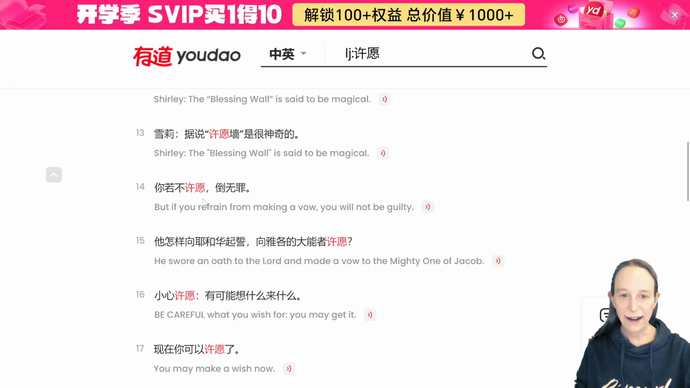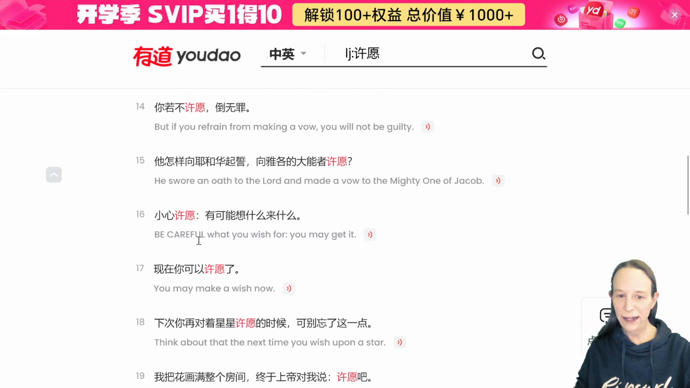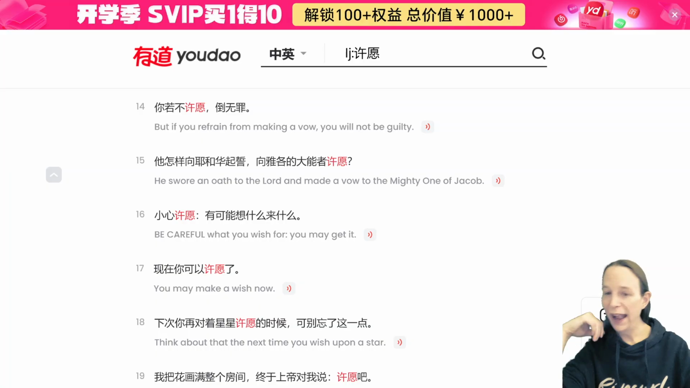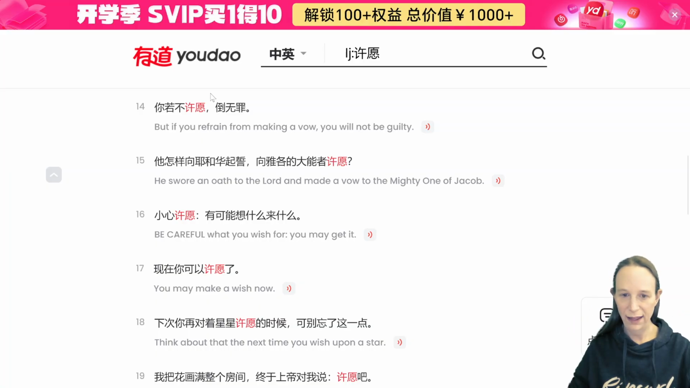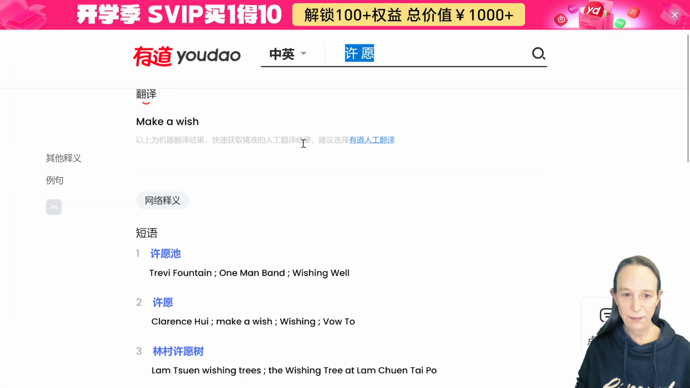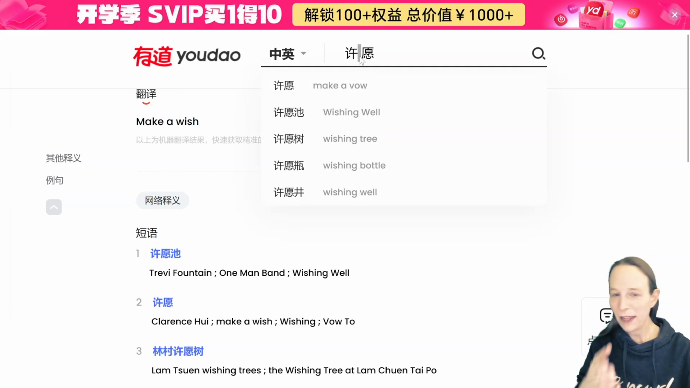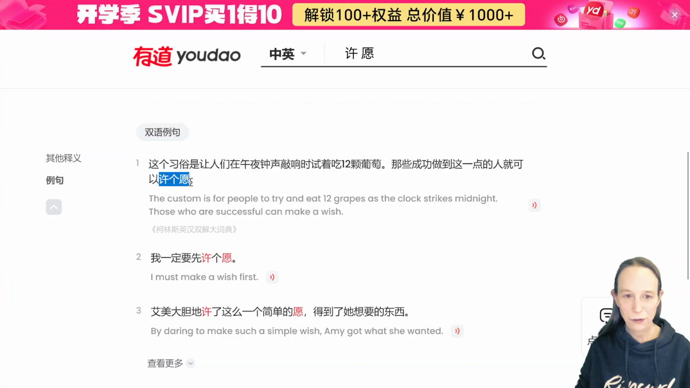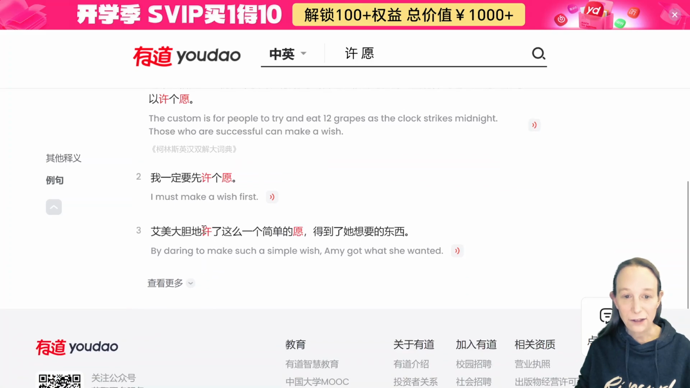若不许愿. All right, so be careful what you wish for. 小心许愿. Okay, so I think I was wrong, and I should interpret it as a verb, but it's a separable verb. If we put a space in here, it'll separate them, right? So you'll find examples, 许个愿, to make a wish, to make one wish, right? 许个愿, 许了这么一个简单的愿. So this is 许愿.